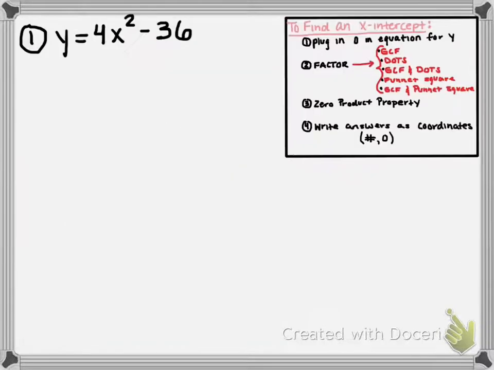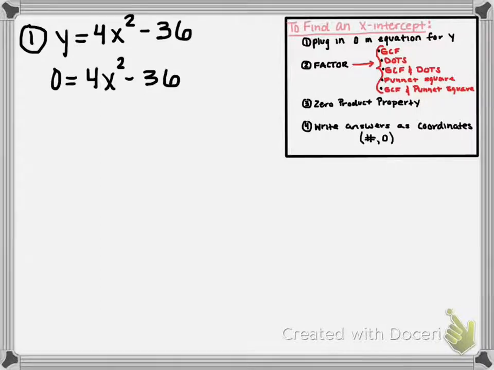So we're going to try and do a couple together. We're going to start with problem number 1, which is y equals 4x squared minus 36. Notice that I put those 4 steps on the corner just so that we can refer back to them as we go through each of these problems. So step number 1, let's start by plugging in 0 into your equation for y. So instead of writing y equals, I'm going to have now 0 equals 4x squared minus 36. And again, that's because we're trying to find an x-intercept, so we have to plug in 0 for y.